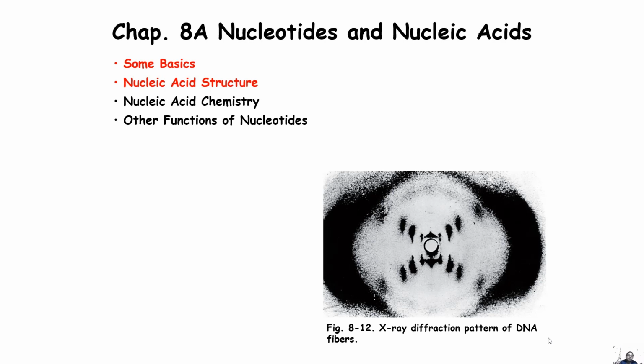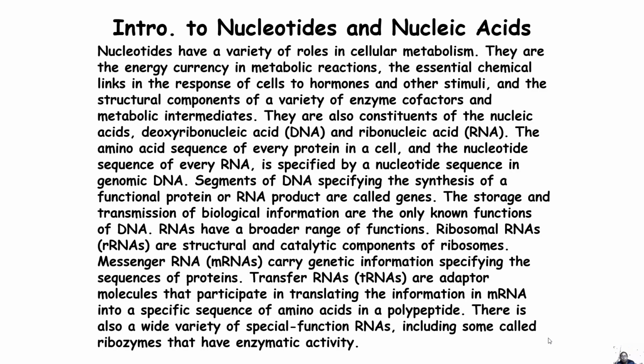Let's go over it. So we have talked about nucleic acids and nucleotides. We know that the nucleotides have a variety of roles in cellular metabolism. They are the energy currency in metabolic reactions, the essential chemical links in the response of cells to hormones and other stimuli, and the structural components of a variety of enzyme cofactors and metabolic intermediates. They are also constituents of the nucleic acids, deoxyribonucleic acid, DNA, and RNA, and the amino acid sequence of every protein in a cell, and the nucleotide sequence of every RNA, is specified by nucleotide sequence in genomic DNA.